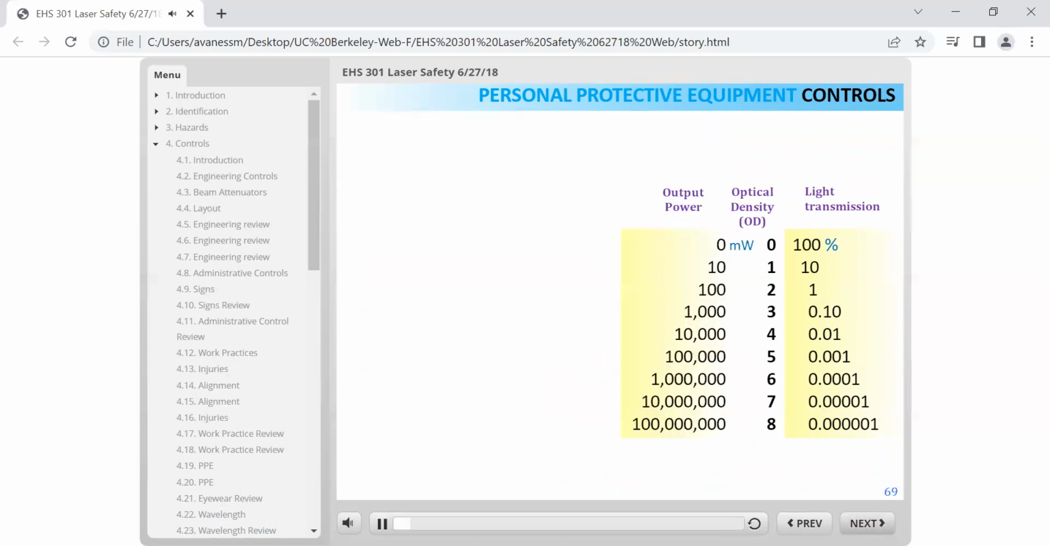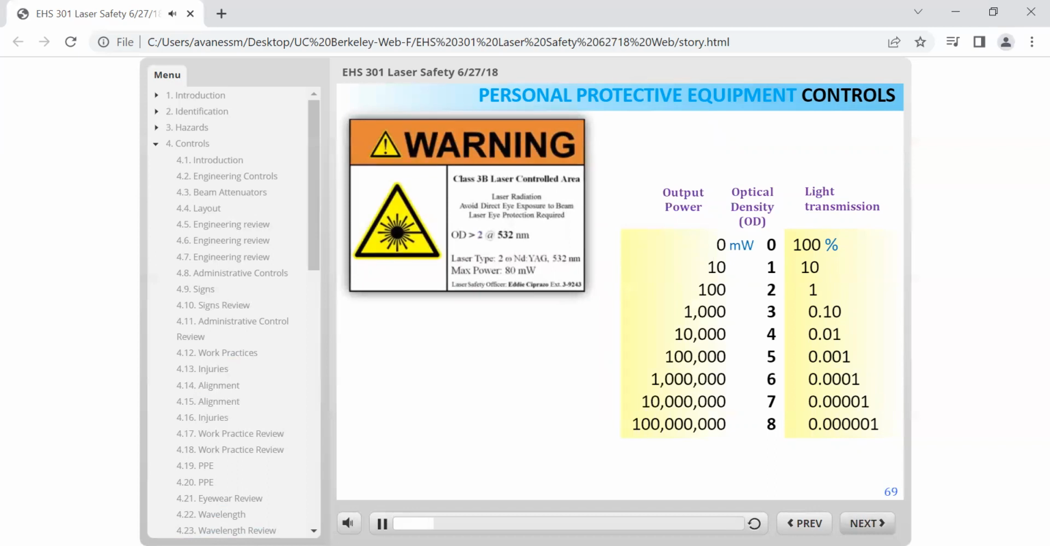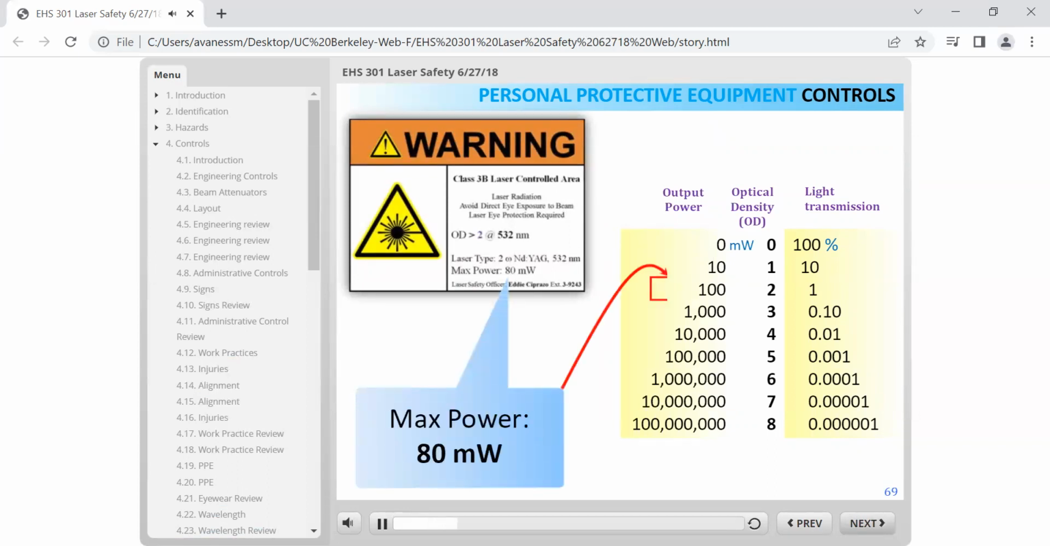The minimum optical density rating you should choose depends on how much power or energy your laser produces. For example, this sign indicates the presence of a Class 3B laser with a maximum output power of 80 milliwatts. This output power exceeds an optical density of 1, but can be used with safety eyewear that has an optical density of at least 2. You should always consult with your campus laser safety officer to obtain the correct minimum optical density required for the lasers you're working with prior to obtaining laser eye protection.